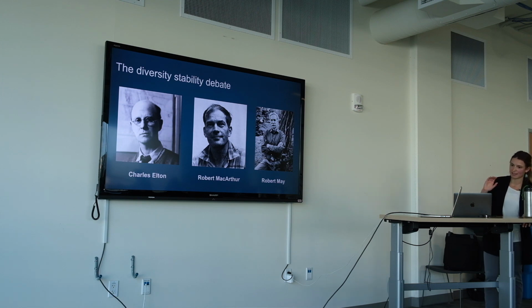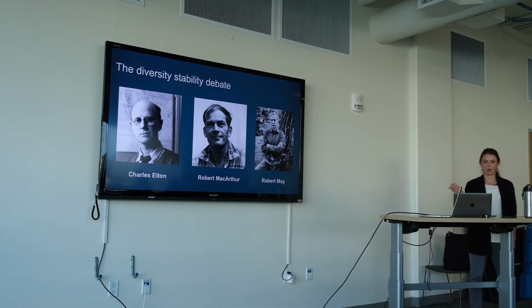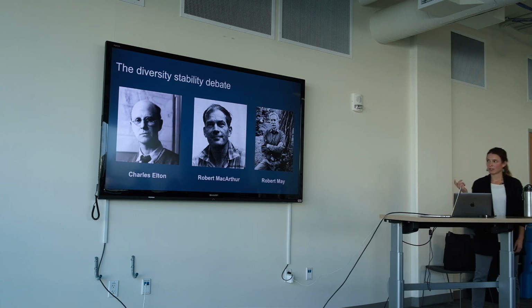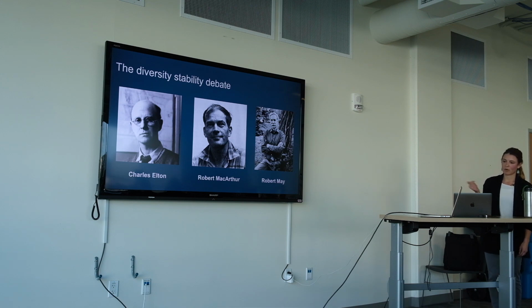Which brings us to these three guys. So on the left is Charles Elton, and he was an English zoologist, an animal ecologist who began his work in the 1920s. In the middle is Robert MacArthur, and he was a Canadian-born American ecologist who worked during the 50s, 60s, and 70s. And then on the right is Robert May, and he was an Australian scientist who was a collaborator of MacArthur's. And Elton, MacArthur, and May all studied community and population ecology, and they tried to answer the central question of what makes an ecosystem resilient to something like disturbance.